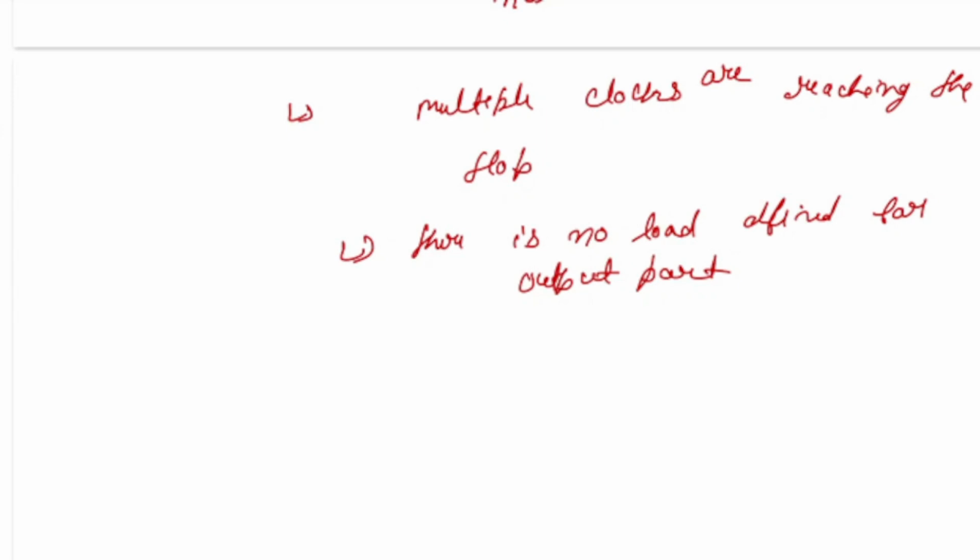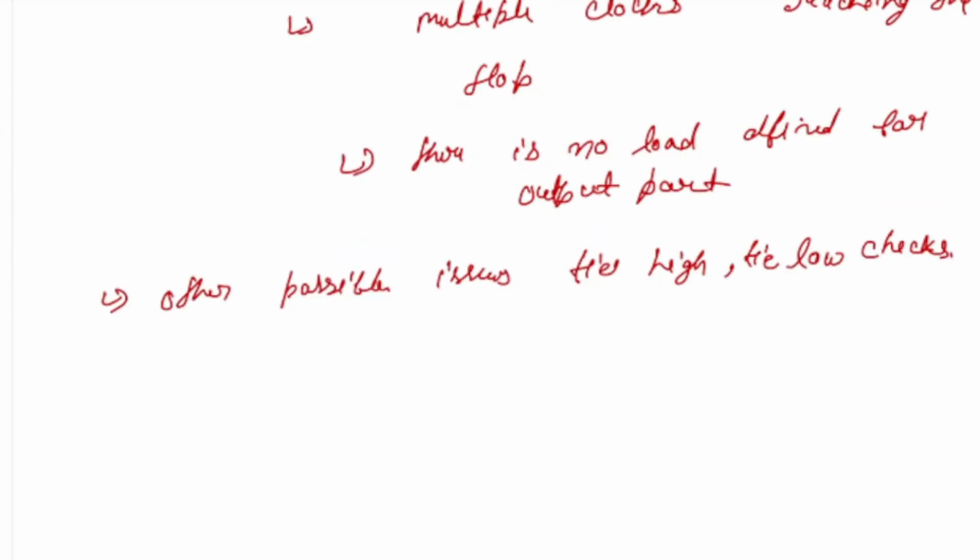Other possible issues include tie high, tie low checks, and PG connection checks, whether nets are PG connected or not.